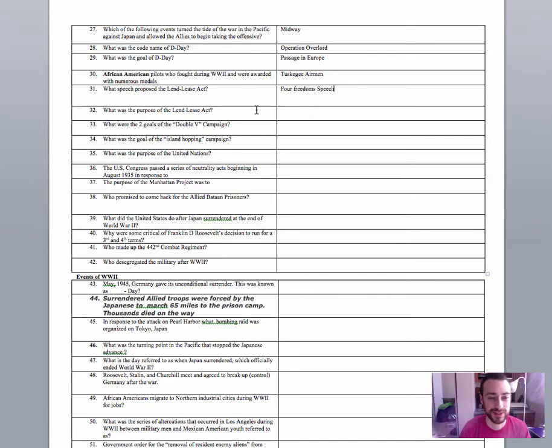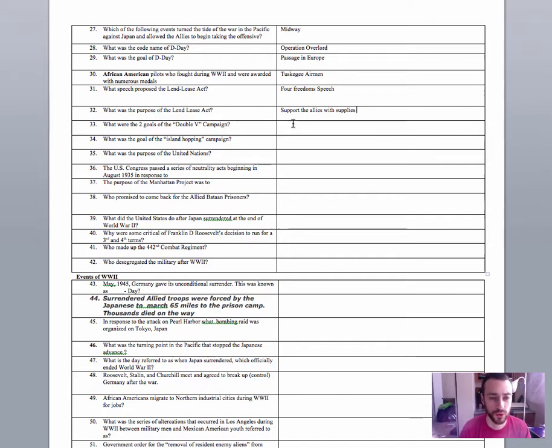What was the purpose of the Lend-Lease Act? For this one, you could put support the Allies with supplies. Now, remember, they were not in the war yet, but this is America supporting the Allies with supplies.